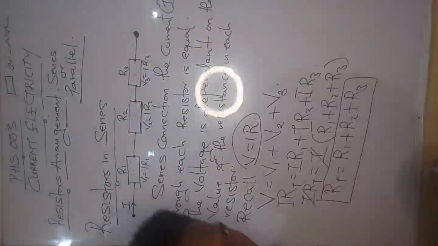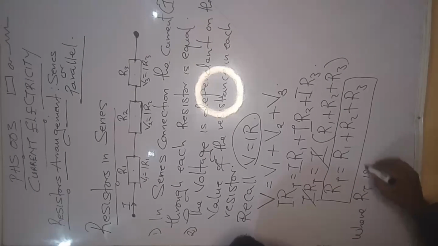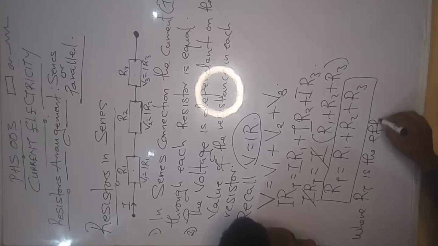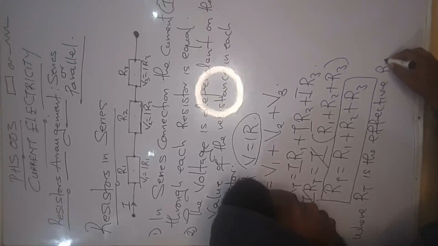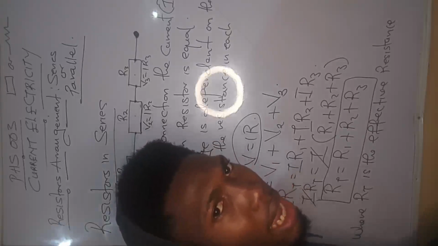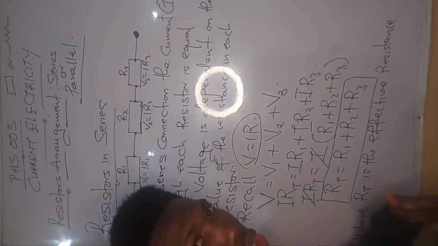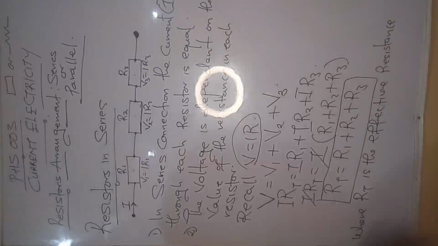I can write it here, where RT is the effective resistance. Where RT is the effective resistance. Are you getting me now? Or you can call it the total resistance in that circuit. So for series connection, this is what you have. Please let's write it down quickly. Now we move to the next one.